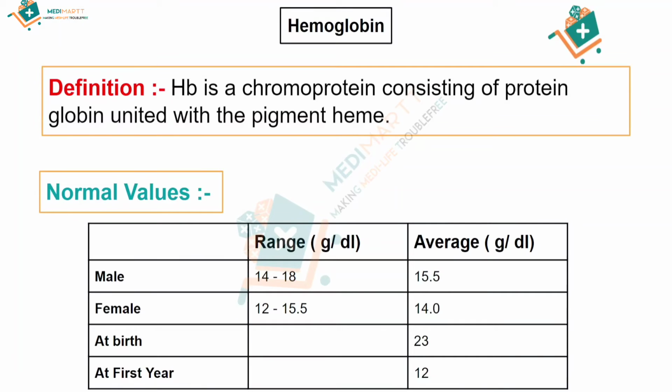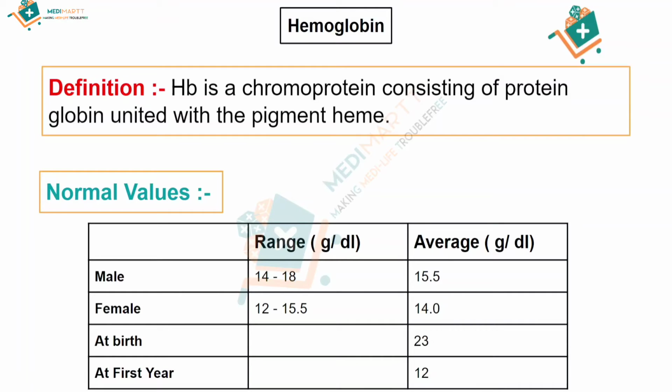Now moving on towards the next topic, that is hemoglobin. Okay, so hemoglobin, what does this mean? As I already told you, it is basically subdivided into two parts, the heme and the globin portion. So that's the definition basically. Hemoglobin is a chromoprotein consisting of protein globin united with the pigment heme. Heme is the pigment and globin is the protein. Chromo means color, and protein you already know. So heme is united with the globin and forms the hemoglobin.